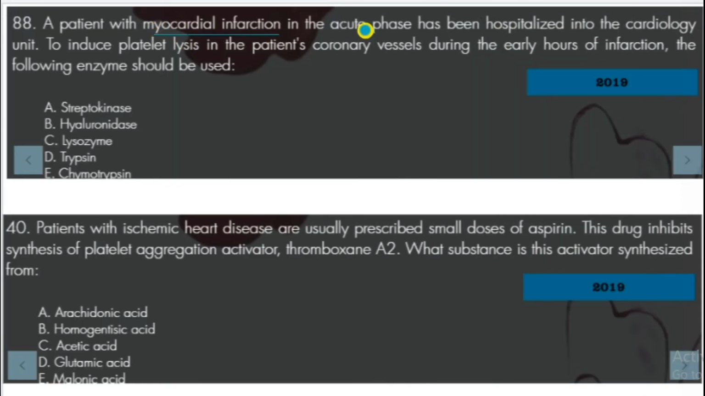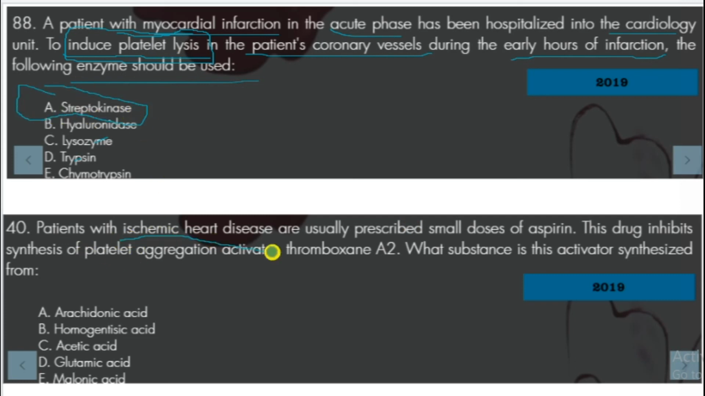A patient with myocardial infarction in the acute phase has been hospitalized into the cardiology unit. To induce lysis of the clot in the patient's coronary vessels during 8 hours of infarction, the following enzyme should be administered. Chymotrypsin, no. Trypsin, no. Lysozyme, no. Hyaluronic acid, no. Streptokinase is the only possible answer.